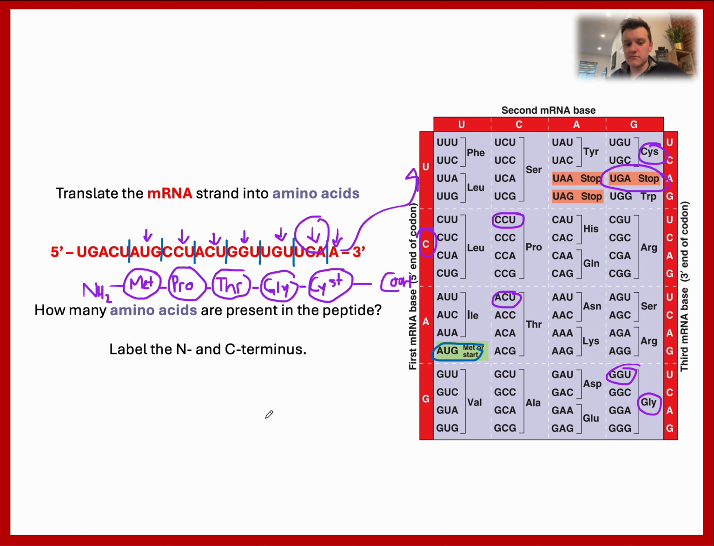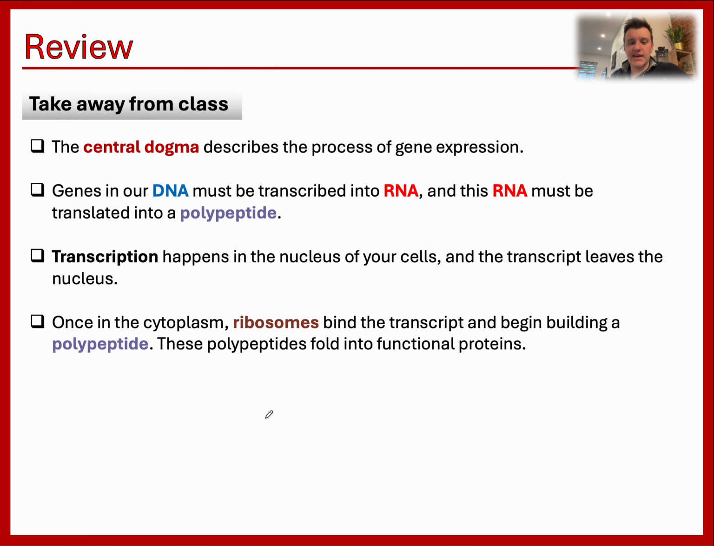Okay. So the takeaways from this class is that the central dogma describes the process of gene expression. Genes in our DNA need to be transcribed into RNA, and this RNA must be translated into a polypeptide. Transcription happens in the nucleus of your cells, and the transcript leaves the nucleus. Once in the cytoplasm, the ribosomes bind to the transcript, beginning to build the polypeptide. And these polypeptides fold into functional proteins.